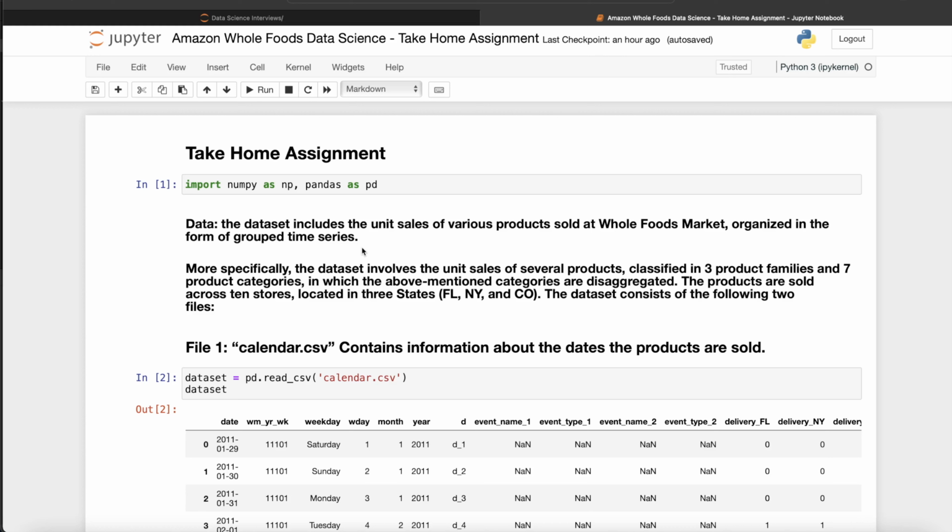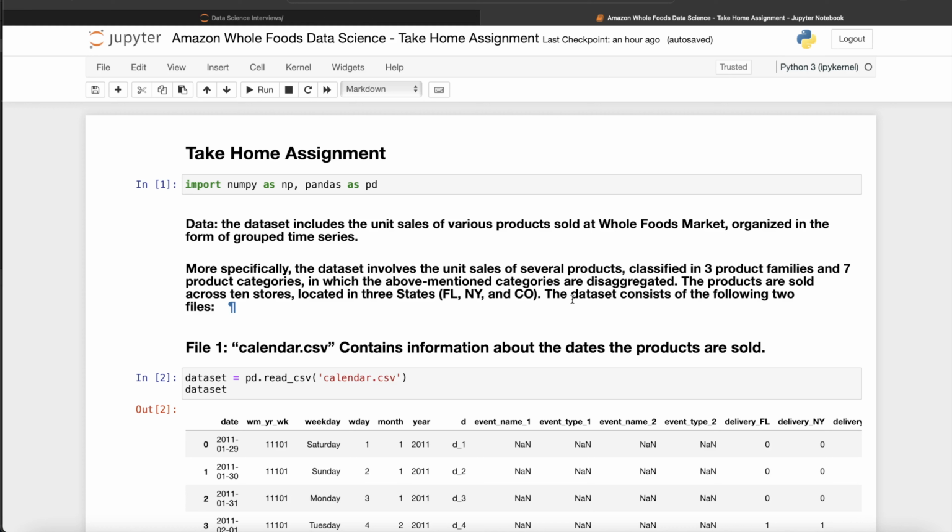Okay, so let's move forward. More specifically, the dataset involves the unit sales of several products. There are three different product families and seven product categories, into which the above-mentioned categories are disaggregated. The products are sold across 10 different stores in three different states: Florida, New York, and Colorado.